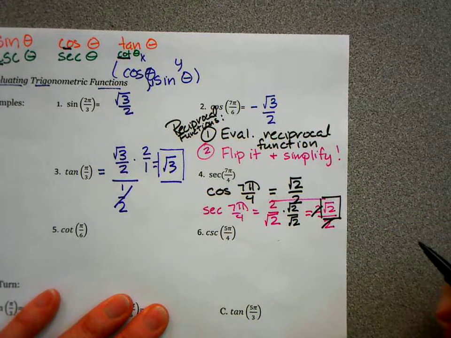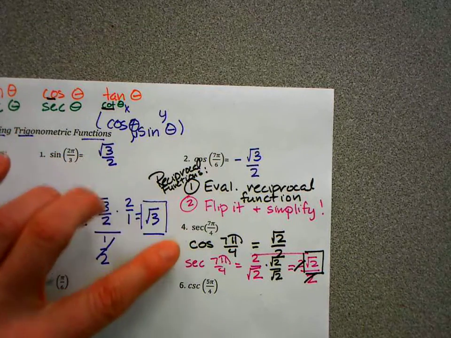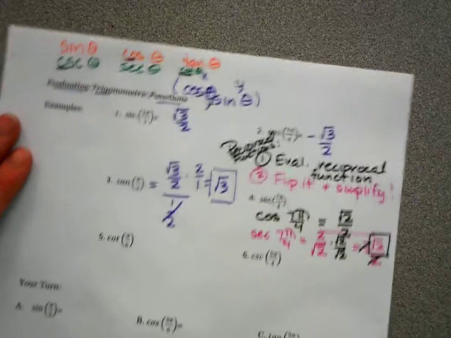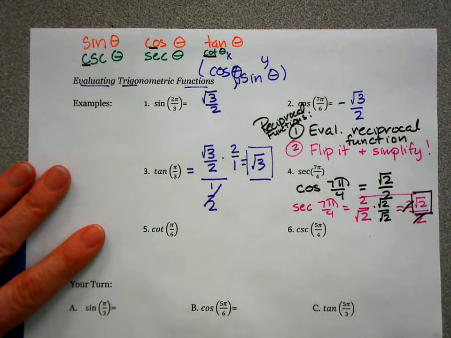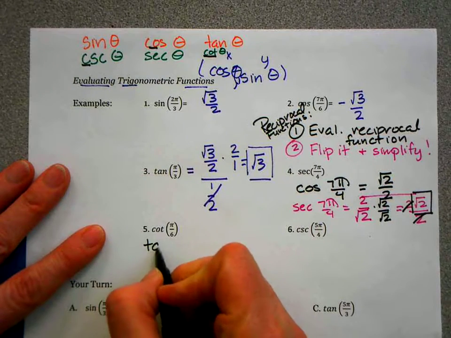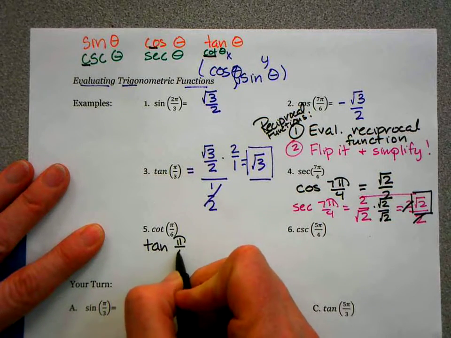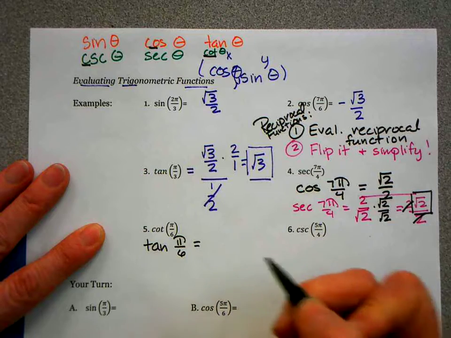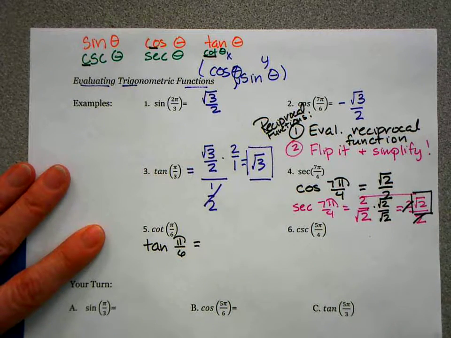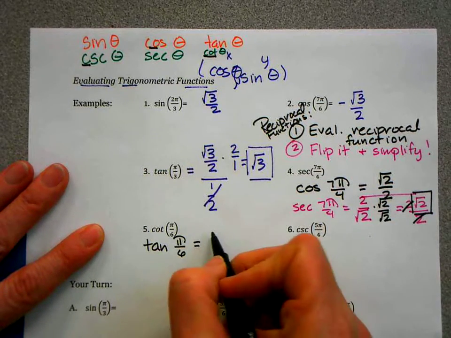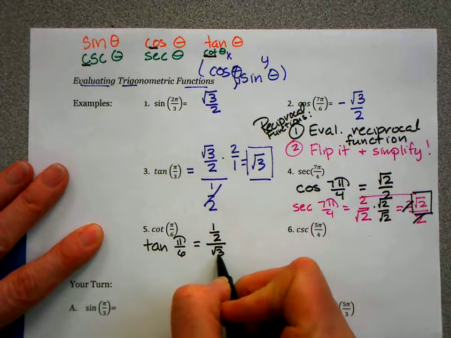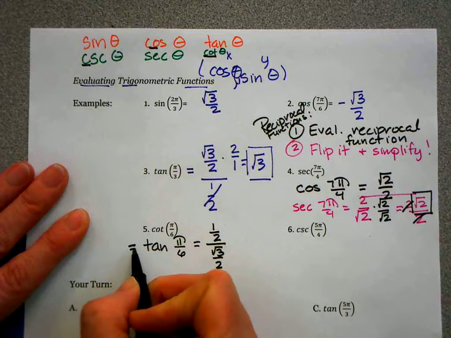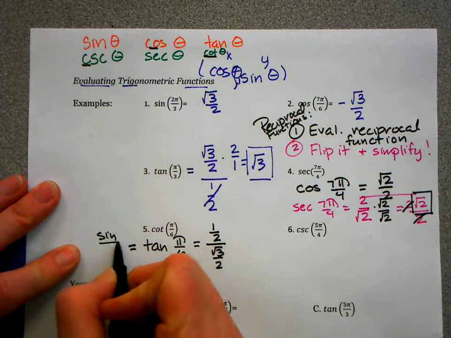Evaluate the reciprocal function, and then flip it. All right. Let's do a few more of those. The cotangent of pi over 6. Well, let's evaluate the tangent. The tangent of pi over 6 equals, well, look over at your tangent. You look over there and you say, okay, the y value is 1/2, and the x value is radical 3 over 2. I know that tangent equals sine over cosine, or y over x. Okay, that's where that's coming from.